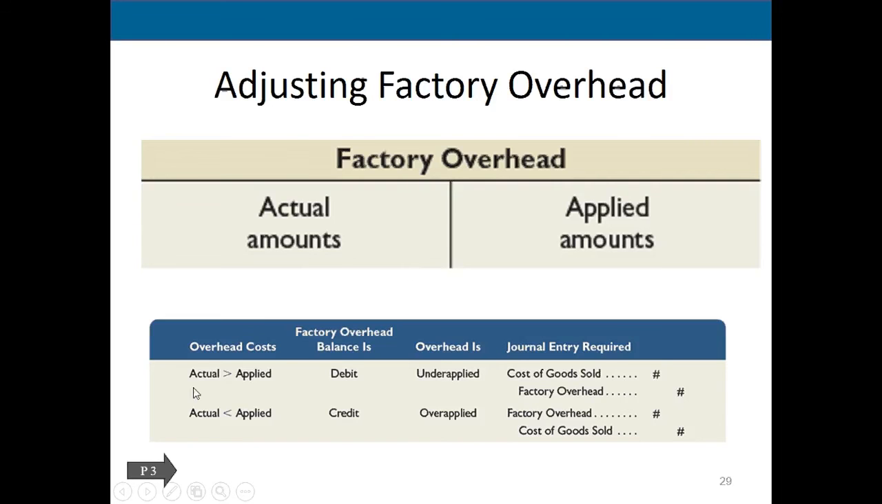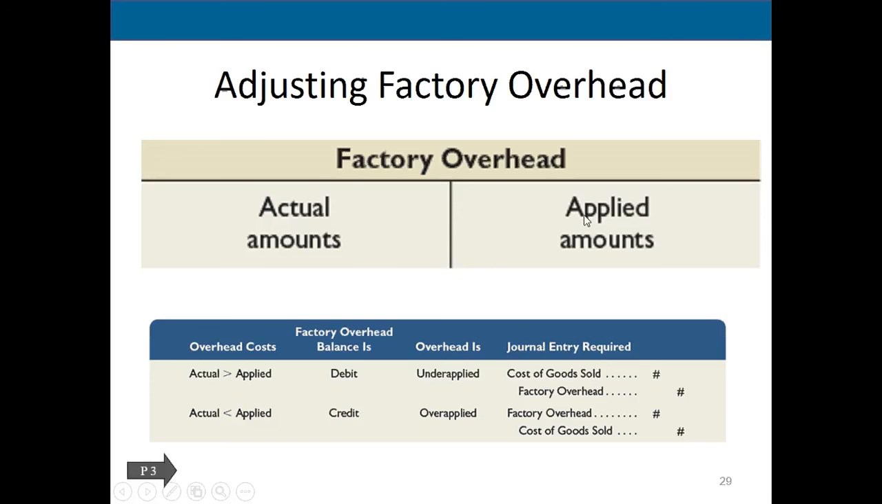Here's the debit. It means that our actual was greater than our applied. That makes sense. And it means that we are underapplied. We didn't take enough out and push it to the jobs. Where do we make the adjustment? We're just going to push it into cost of goods sold. So if I had a debit balance in factory overhead, I need to credit this account in order to get rid of the debit balance. So I'm going to credit factory overhead, whatever the number is. I think we use 2,000 as the example. Therefore, we would just debit cost of goods sold $2,000 and we're done.